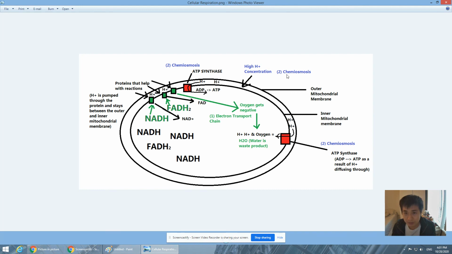So this is called chemiosmosis, okay, when these H pluses are moving through the membrane. Chemiosmosis is just a fancy way of saying the H pluses are diffusing through the membrane. And it's because these H pluses diffuse through the membrane, through the ATP synthase, that's why the mitochondria is able to make ATP again. Okay?